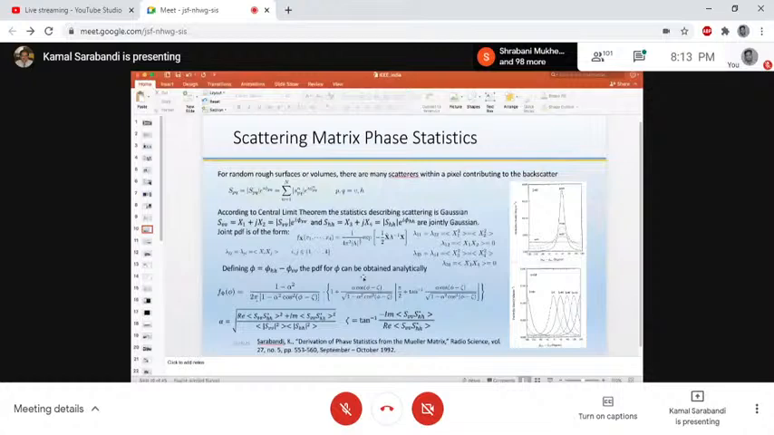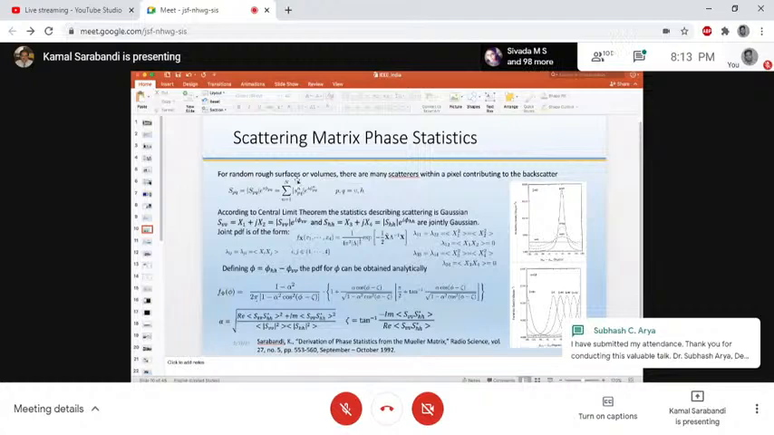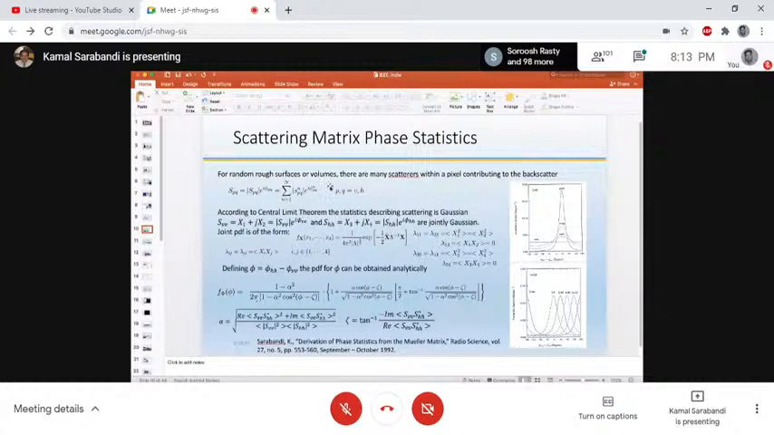So a lot of the statistics for this type of thing is, as I mentioned, a summation of multiple scatterers within a pixel. And if you apply the central limit theorem, you have taken courses in probability, perhaps, one of the theorems there says if you have many, many random variables, it doesn't matter what the original statistic is, if you average them, the average is going to be a Gaussian.